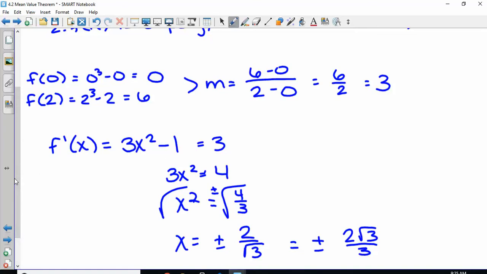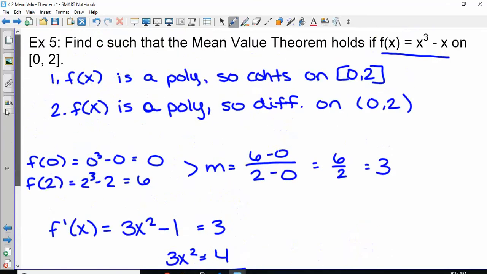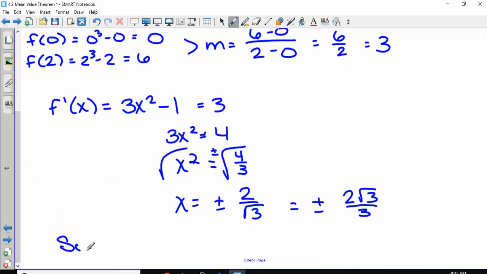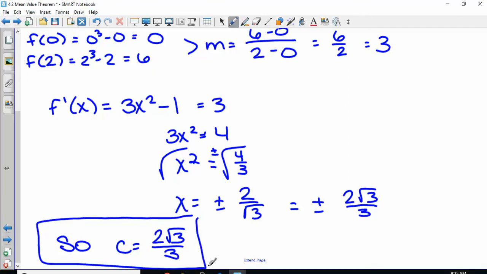What was my interval? 0 to 2. I said find the C value, it's just the value of x. We would only need the positive because we're only looking between 0 and 2. So it's not that the calculations are all that hard here, but you have to remember your conditions, so make sure you're checking them every time.